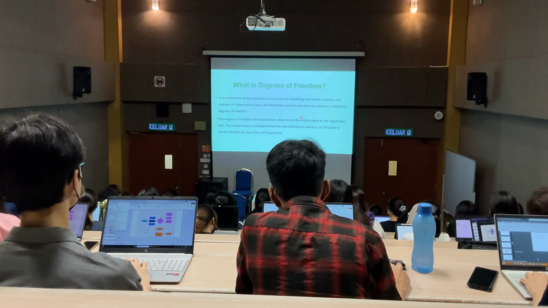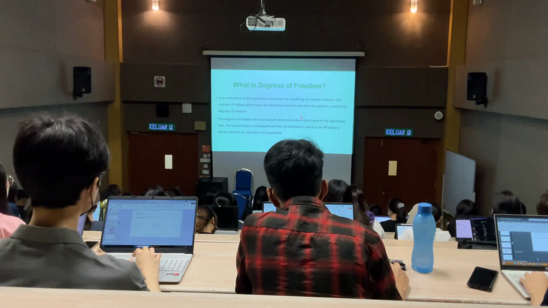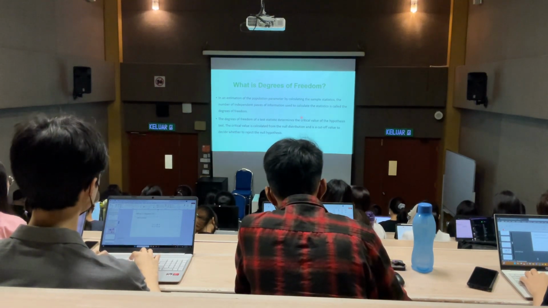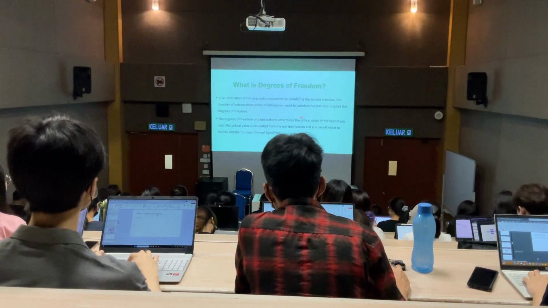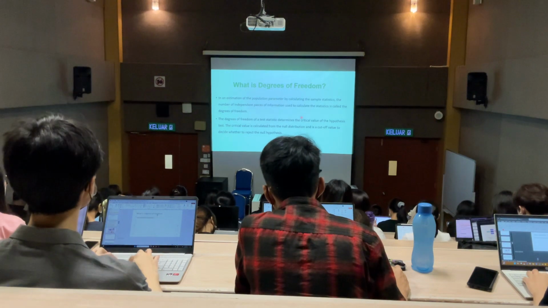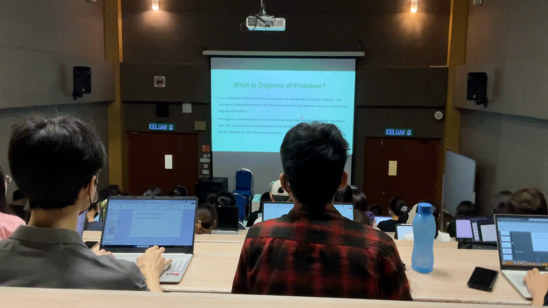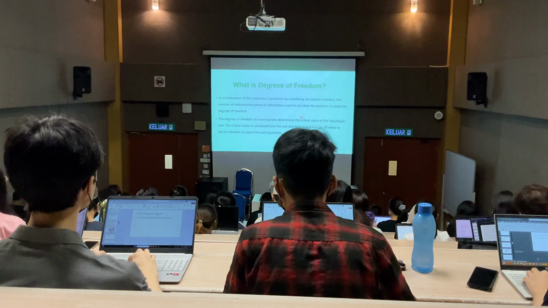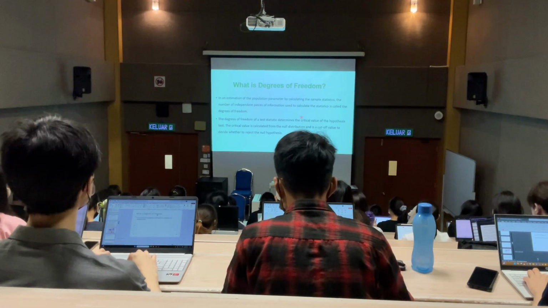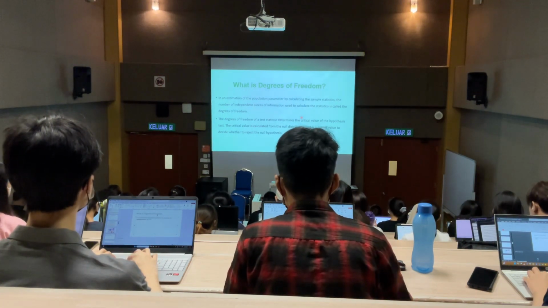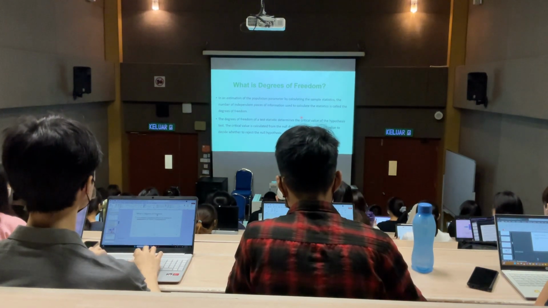So degrees of freedom: in an estimation of your population parameter by calculating the sample statistic, the number of independent pieces of information used to calculate the statistic, we call it the degrees of freedom. The degrees of freedom of a test statistic determines the critical value. Remember what's the critical value of the hypothesis test? The critical value is calculated from the null distribution and is a cut-off value to decide whether you need to reject your null hypothesis.